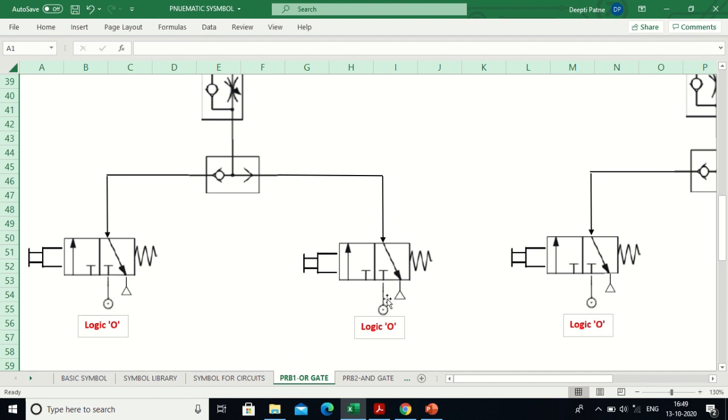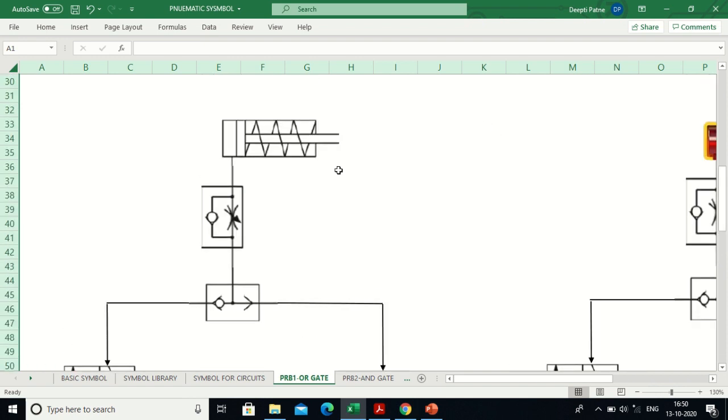Okay, both of them are not connected, the arrow is not connected towards the supply, so both of them are in a 0 position. Since the 0 position is there, no air will go via the shuttle valve. Since no air will go, the single acting cylinder will remain in place as it is not going to move.